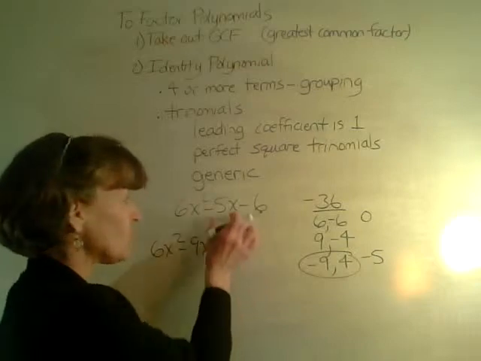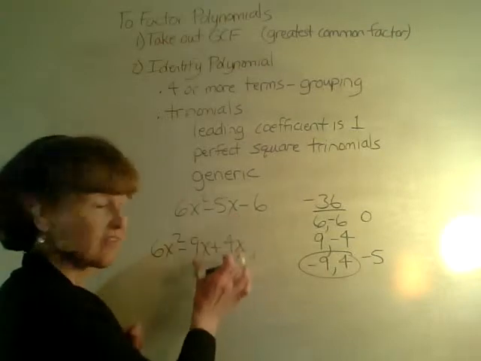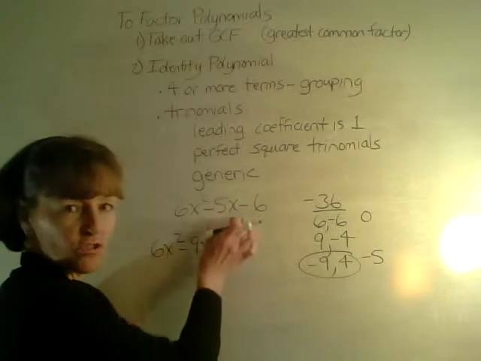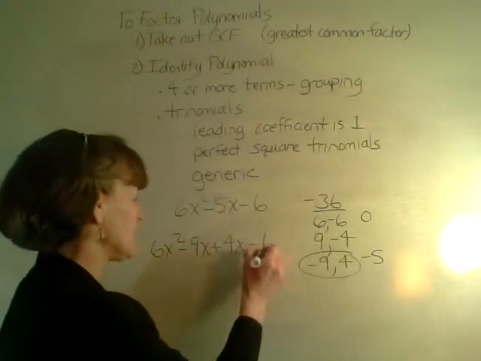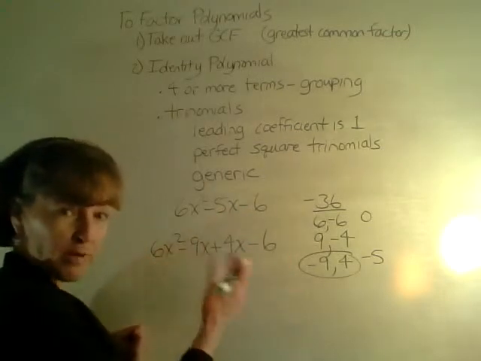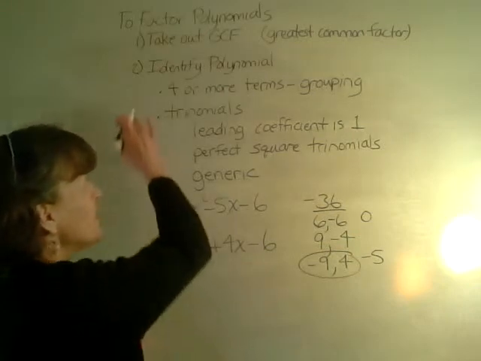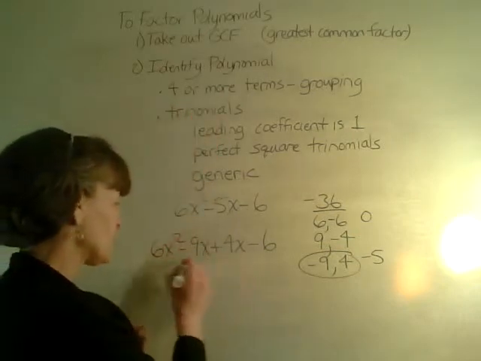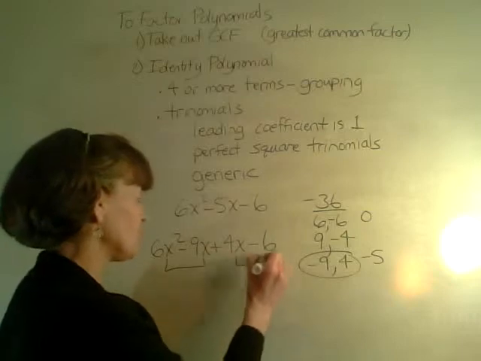Minus 9x plus 4x equals negative 5x, so that I can make this substitution. And then minus 6. Now we want to factor by grouping because it's falling into another category. It's 4 terms now, so I factor by grouping.